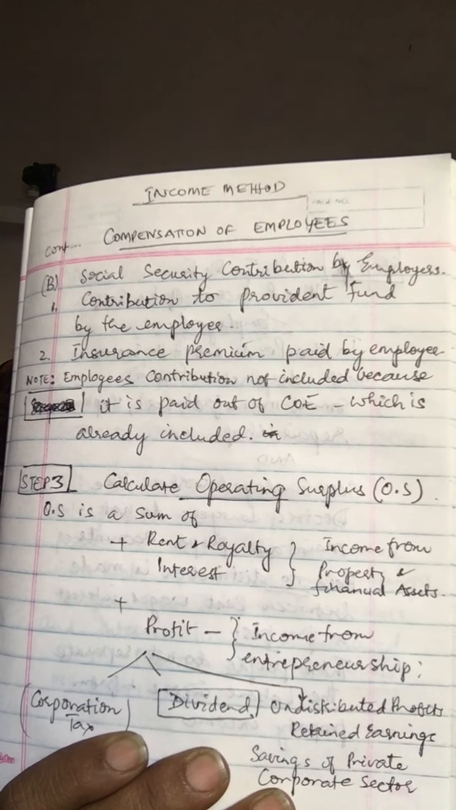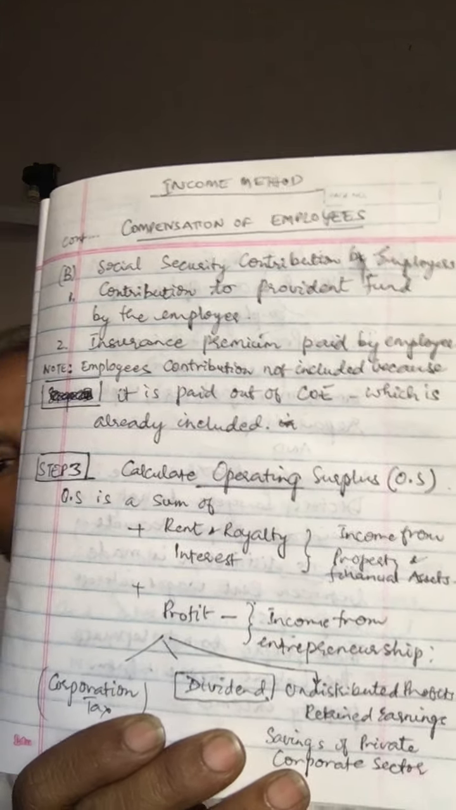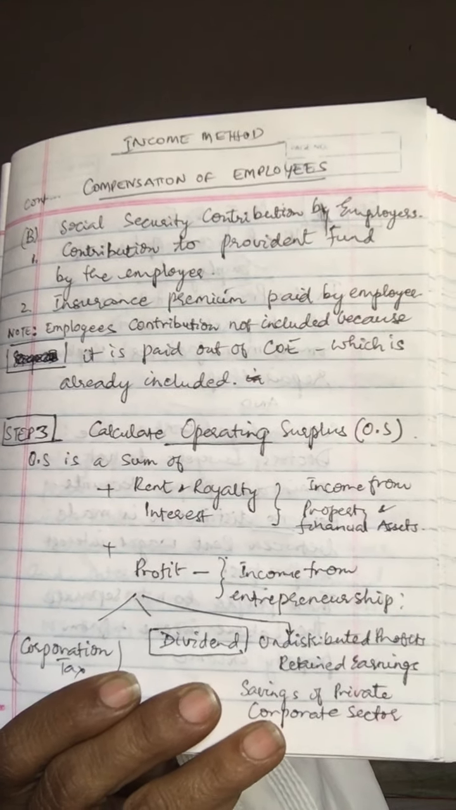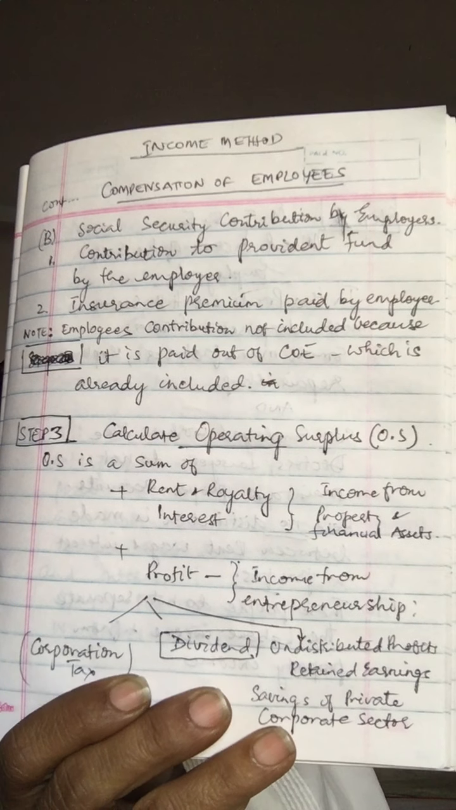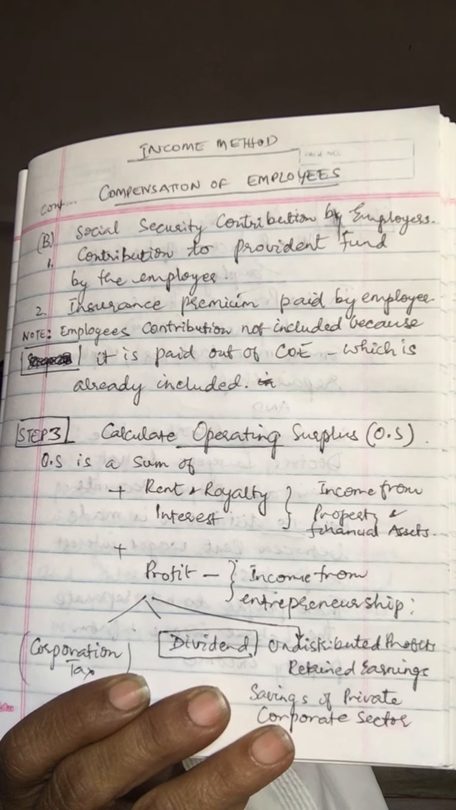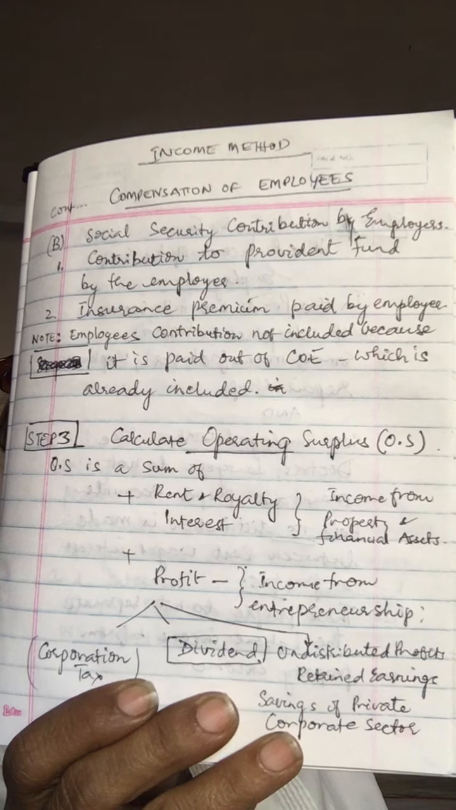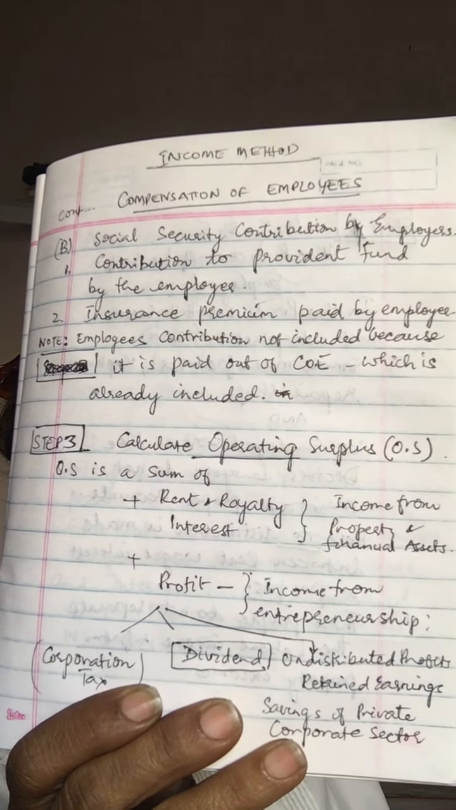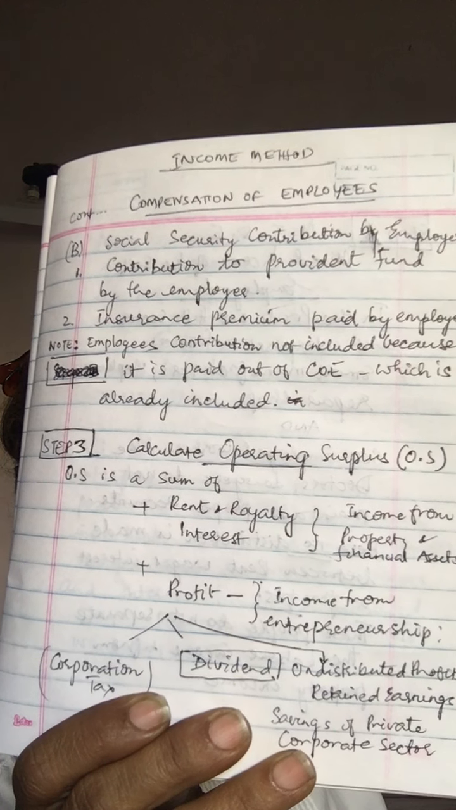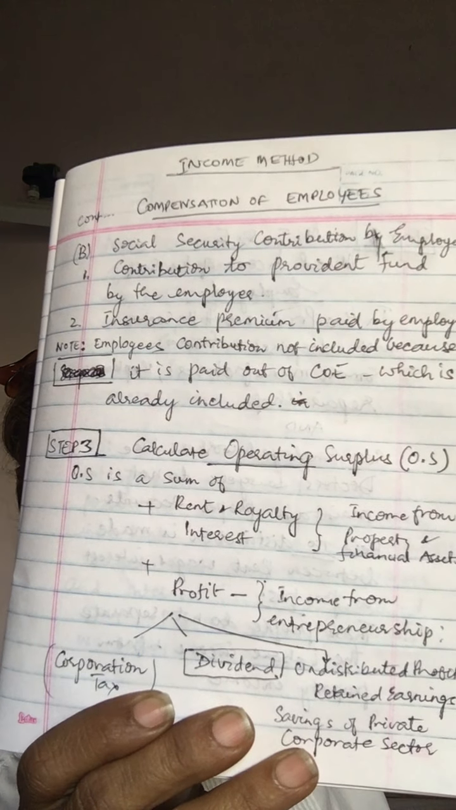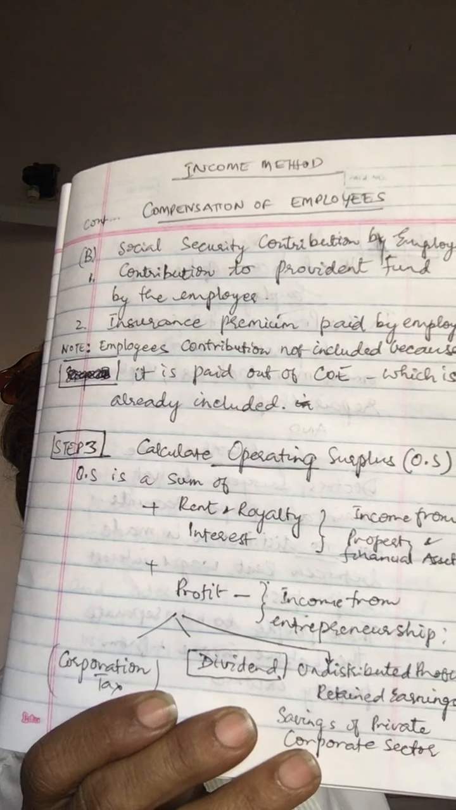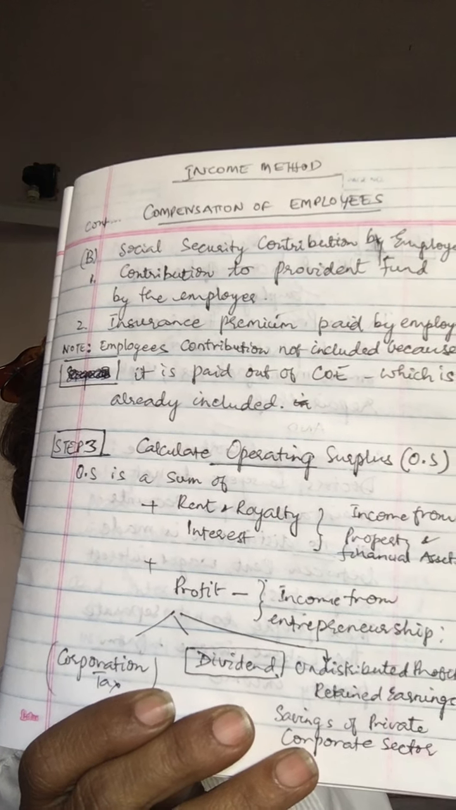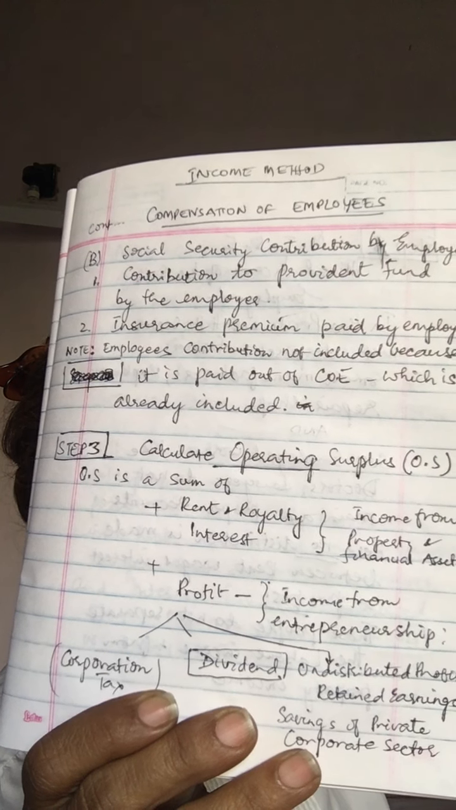So now we come to step 3, where we talk about operating surplus. What is operating surplus? It consists of rent and royalty, interest and profit. What is rent? You can define it as the amount payable in cash or in kind by the tenant to the landlord for the use of land for production. The meaning is specific to national income accounting.